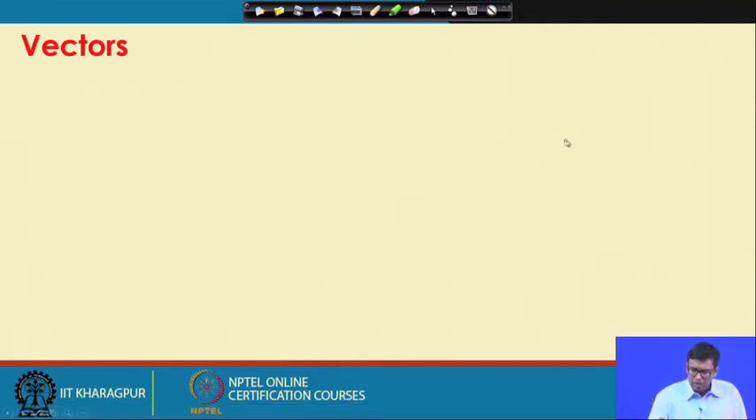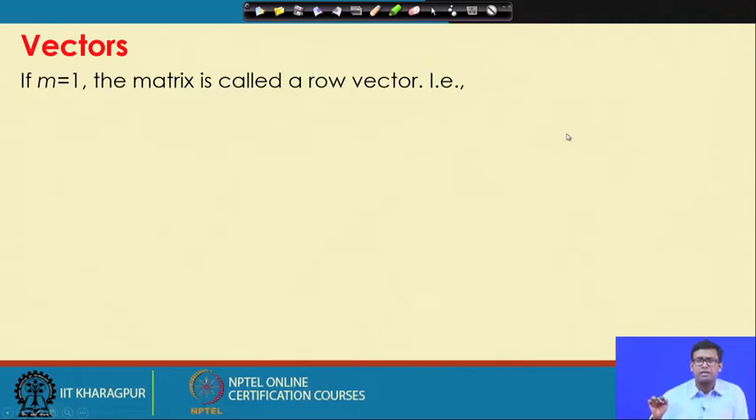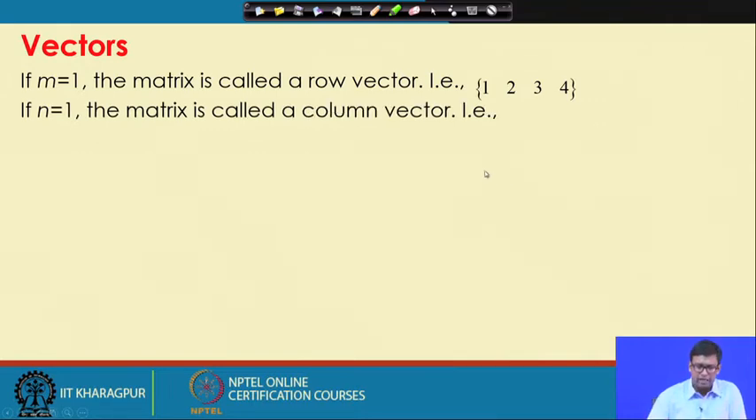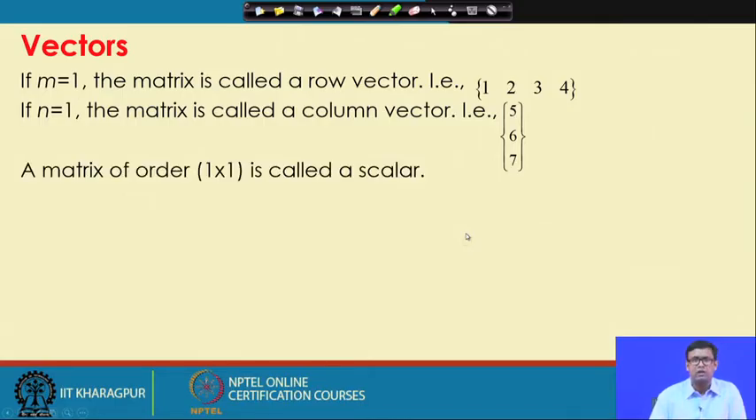Now, a one dimensional matrix is called a vector. That means a row is also a vector. If m is equal to 1, the row becomes a vector, like 1, 2, 3, 4 arranged in one horizontal array. If n is equal to 1, that is a vertical array, which is called a column vector. So, there are two types of vectors, row vectors and column vectors. A matrix which has only one entry, 1 into 1, is also a rectangular arrangement, and that is called a scalar.